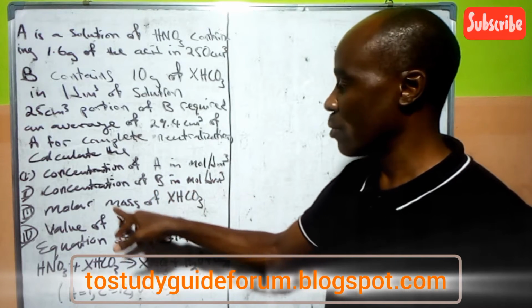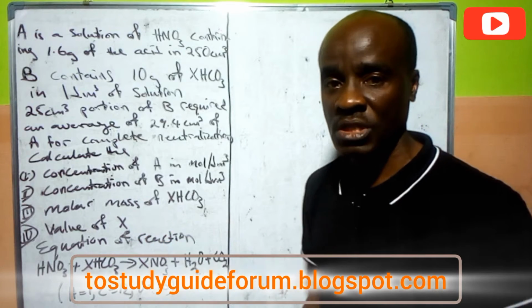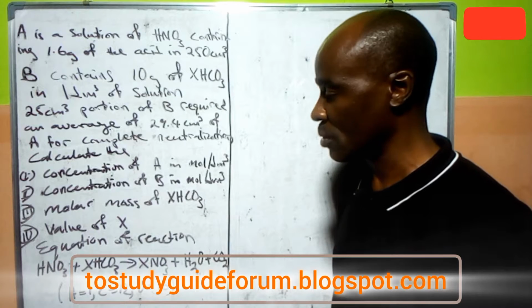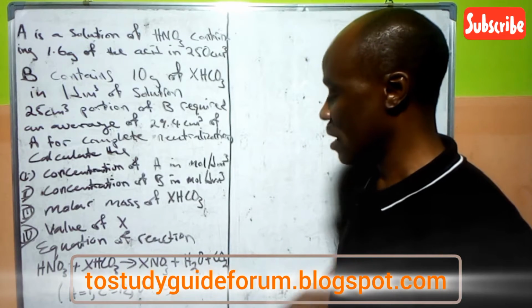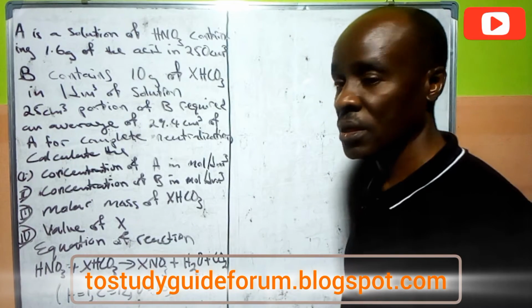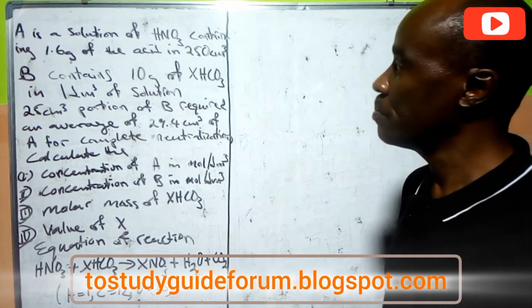Then the main meat of this question says that we should calculate the concentration of A in mole per dm cube, the concentration of B in mole per dm cube, the molar mass of the hydrogen trioxocarbonate, and then we find the value of X. That's the last question. We have the equation of reaction and relative atomic masses of all the elements given to us. So what are we going to do here?